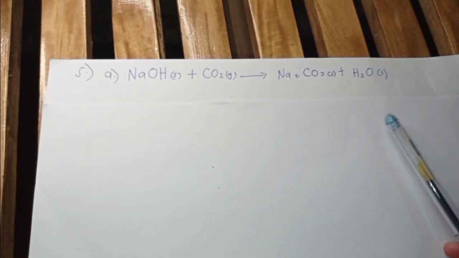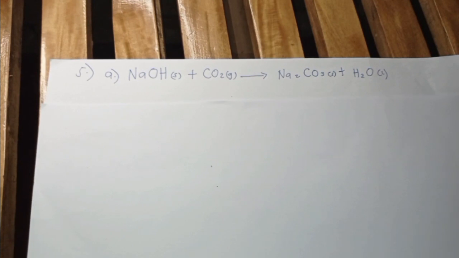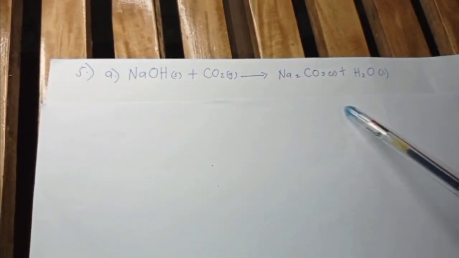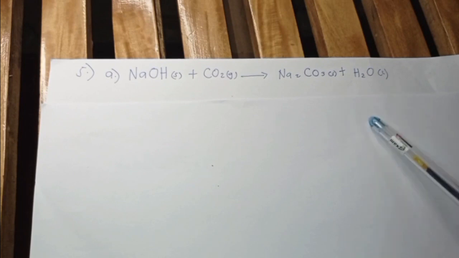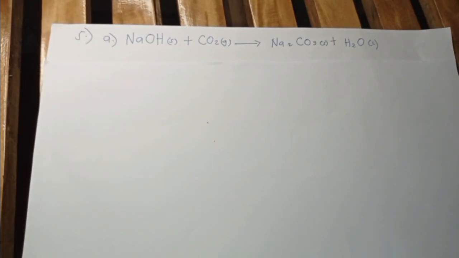So let's start answering number 5. We are asked to balance each equation, predict the sign of the standard entropy if possible, and calculate its value at 25 degrees Celsius. This equation is not balanced yet. All we have to do is balance it first, before we find the standard entropy.